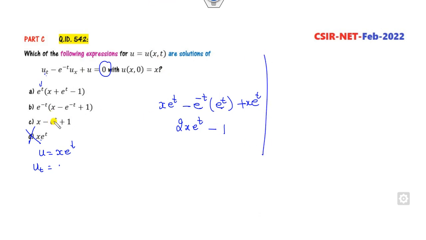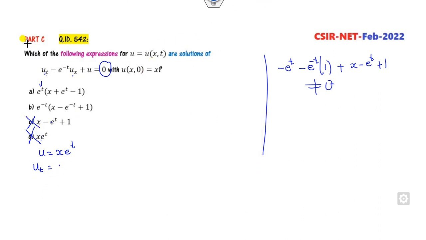Look at this option, u of t. This is my u of t. What is the x? u of x, partial derivative is 1 plus u. u is my here. Can it be a 0? No. So again this option is cancelled out. Look at these two options. Because it's a part C, it may have more than one correct option.